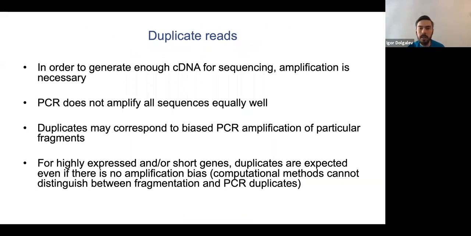Another hot topic in RNA-seq analysis that has led to many questions is duplicate reads. In order to generate enough cDNA for sequencing, you do need to amplify your sample. But at the same time, PCR does not amplify all sequences equally well. So when you're amplifying millions of different sequences, you might not get the same result. And so the duplicates, in the end, may correspond to biased PCR amplification of a particular fragment, or duplicates may be expected. So for example, if your gene is really highly expressed, you should expect to see many very similar transcripts in that gene. But how do you sort of, so you can take 2 different approaches here, but which one is better?